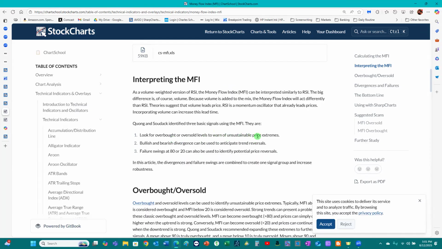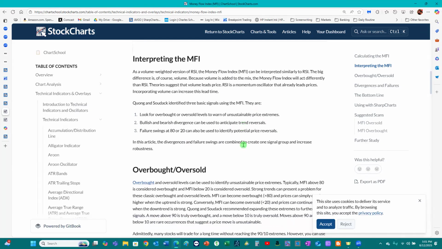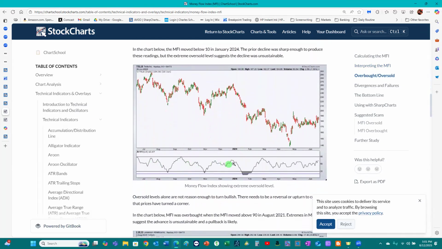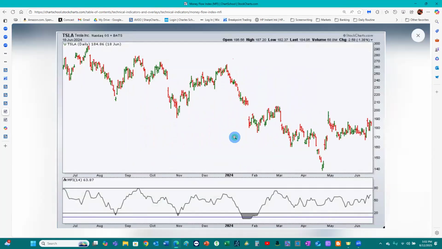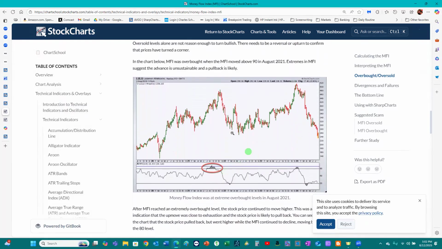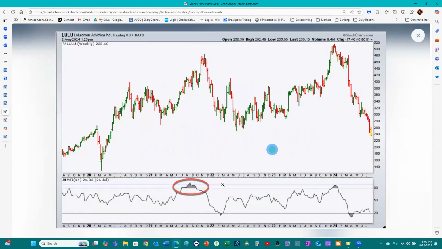So it will warn of unsustainable price extremes, overbought and oversold areas. This is the money flow, MFI, down here. There's 80 at the top and 20 at the bottom. So you can see right down here, this is not overbought yet. That's Tesla. Down here, in this particular case, this is Lululemon, and in this case, the money flow is overbought.